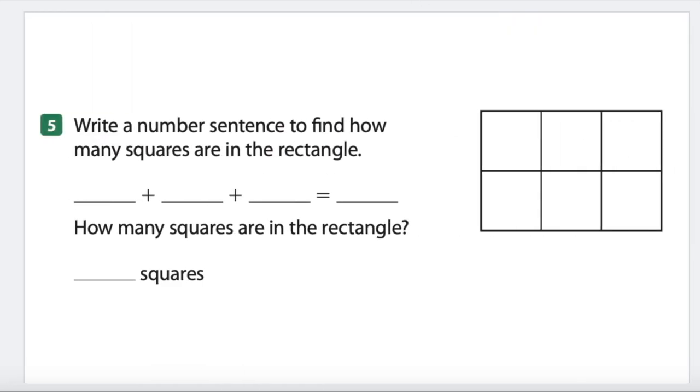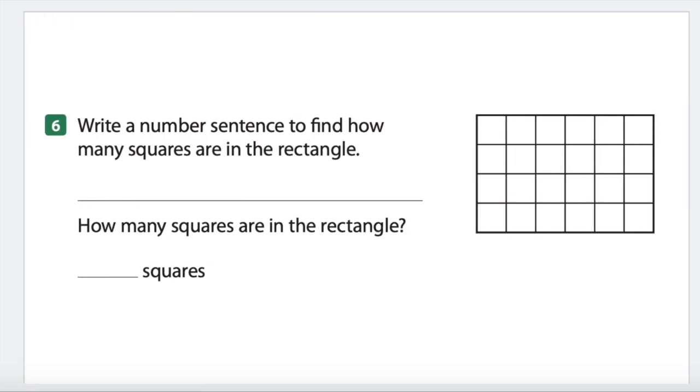This page has a similar problem. You're going to write a number sentence that matches the number of squares in the rectangle, and then you're going to tell how many squares there are. Same thing here. Write a number sentence to add up how many squares are in each row, and tell how many squares are in the rectangle.